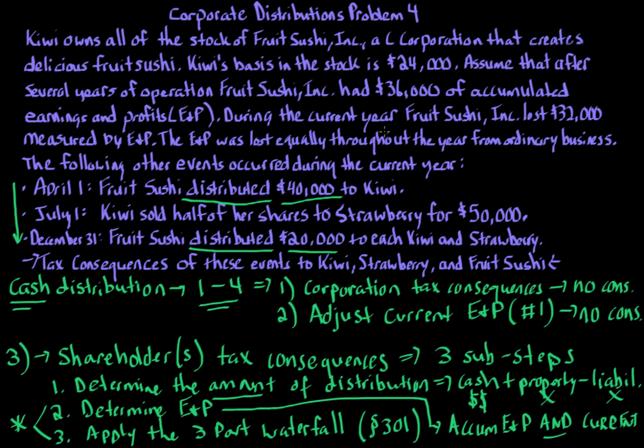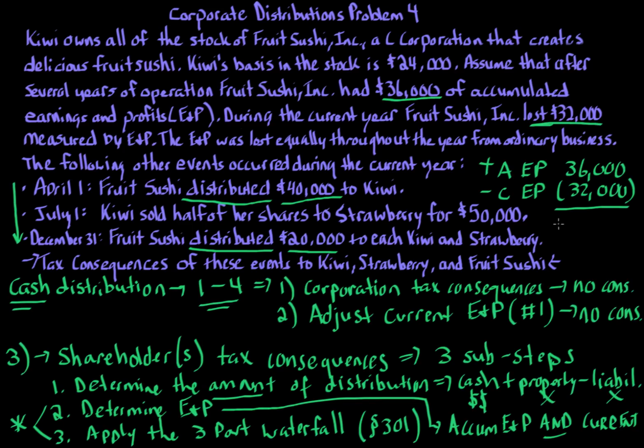So what is the accumulated EMP? It's 36,000. What is the current? It's negative because it's a loss, 32,000. So the accumulated EMP is 36,000. The current EMP is a negative 32,000. So we have a positive accumulated EMP and a negative current. So this is a new situation.